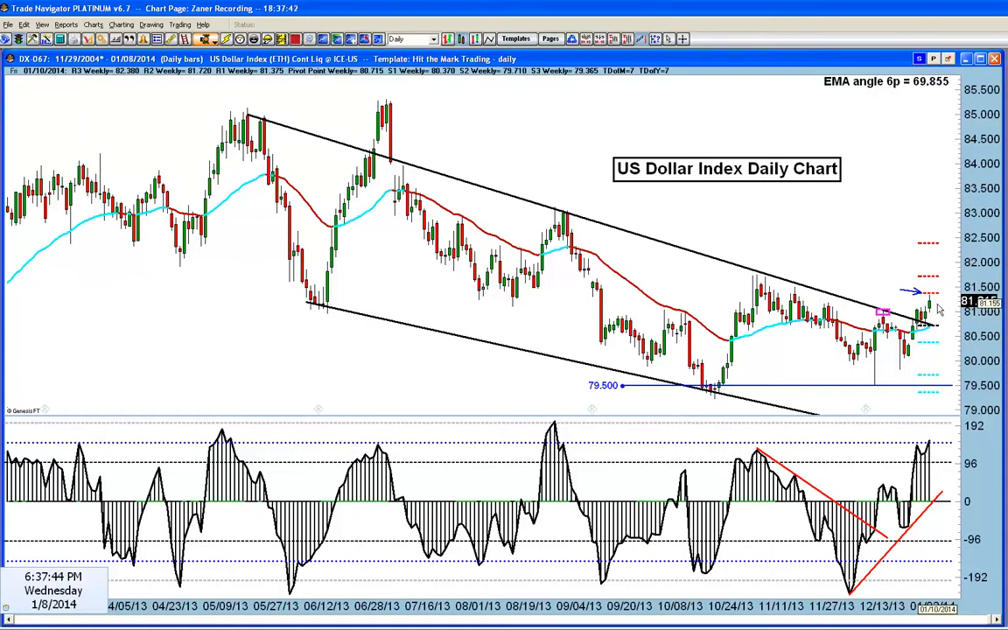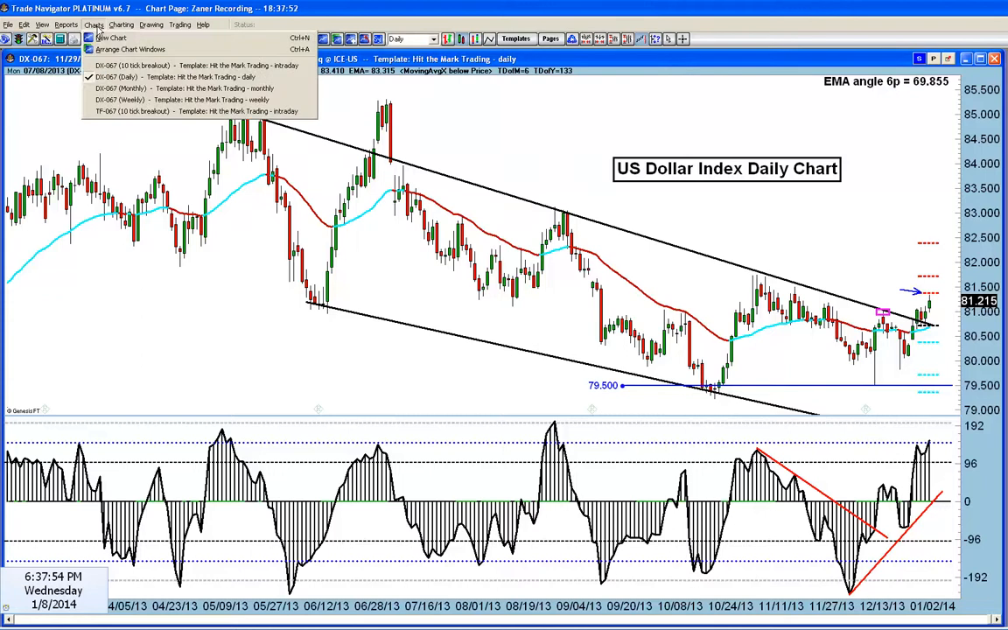Okay, we've got to clear that level on the weekly, but the daily is saying, hey, I am ready to do it. I broke through and I've got follow through. Let's look at the intraday chart.